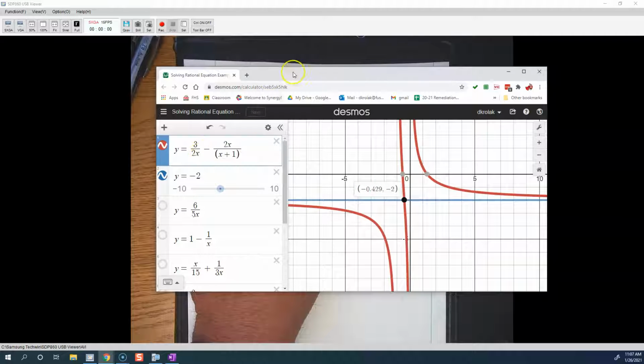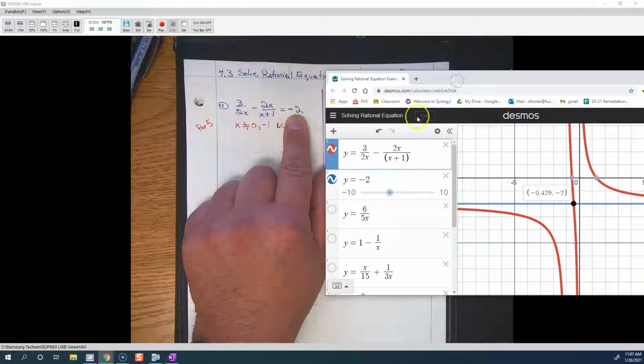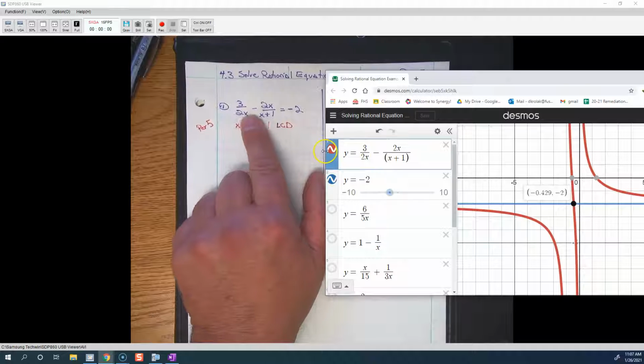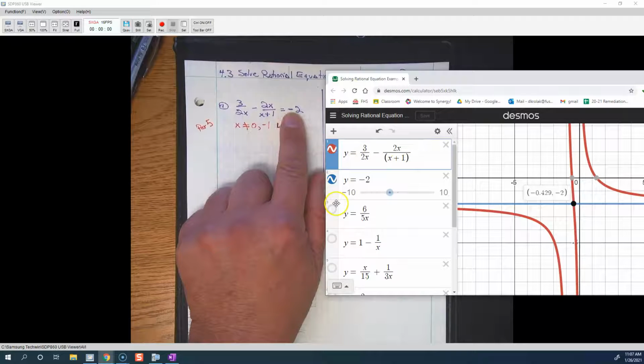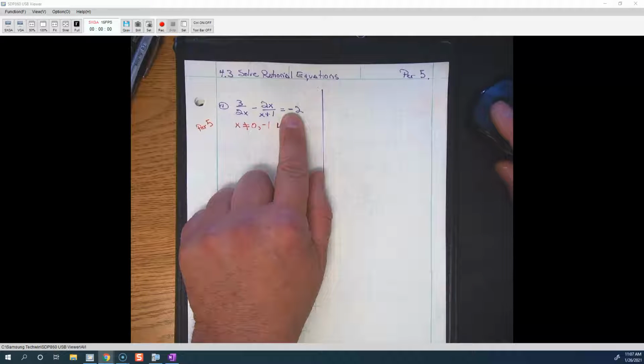Okay, so that's how you would put it in Desmos. The left-hand side is one line, y equals. The right-hand side is another line, and then look for where they cross each other.